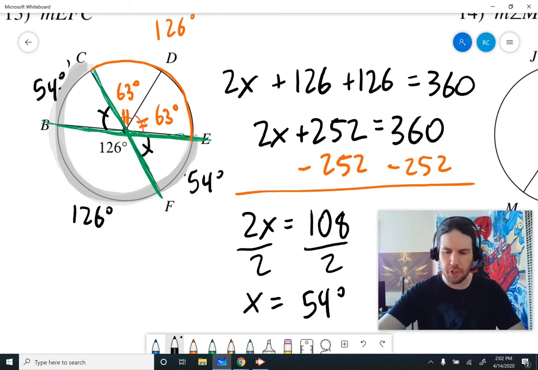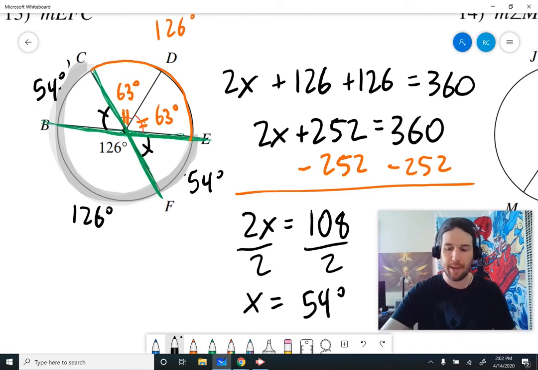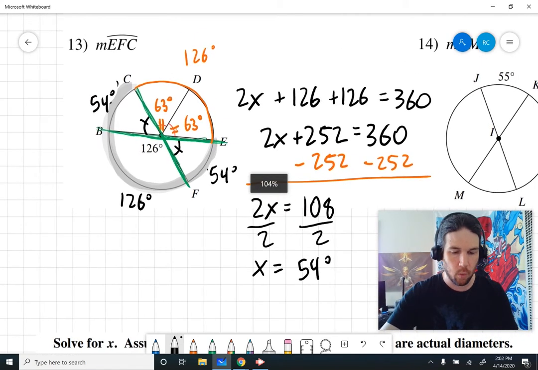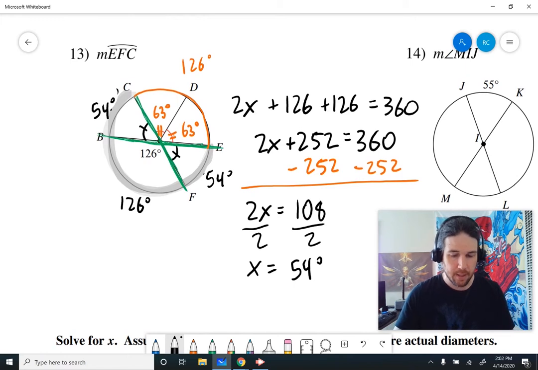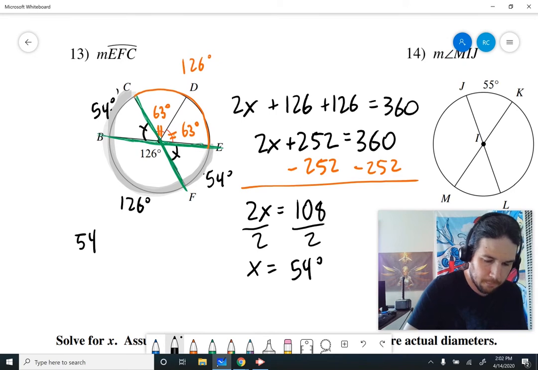So what was I originally looking for? I now know every single one of these angles. What am I actually looking for? I wanted the measure of arc EFC. So that looks like it's 54 plus 126 plus 54.